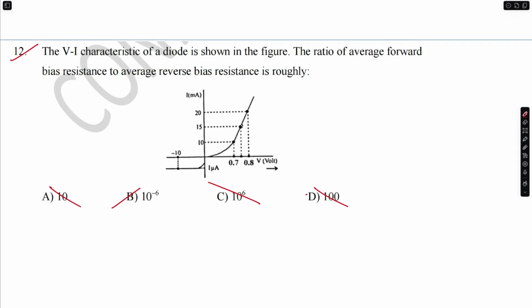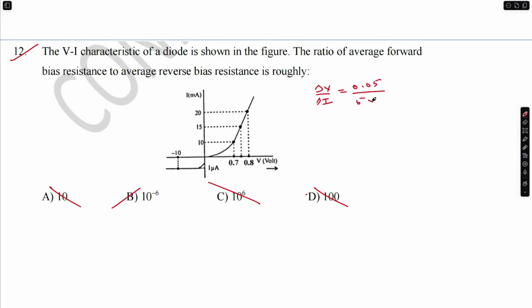Otherwise also, you have some observation here. You can see that there is a difference of delta V by delta I nearly around. Here you can notice delta V is 0.05.